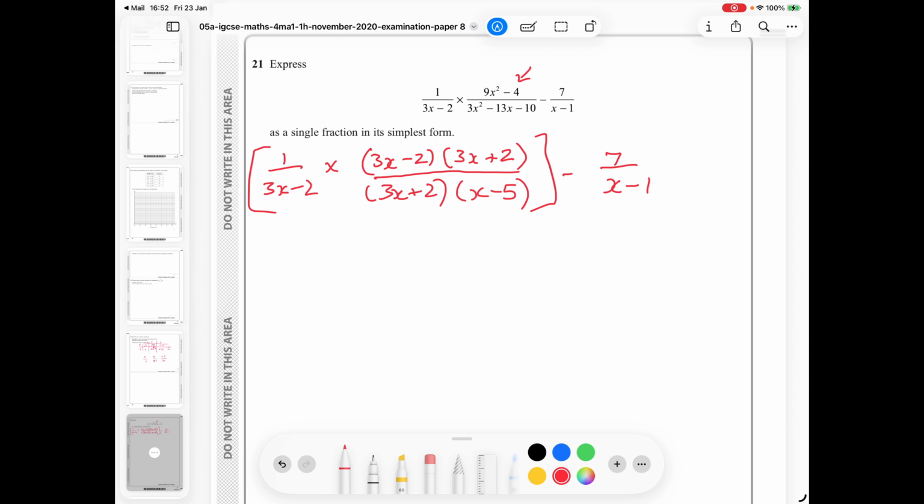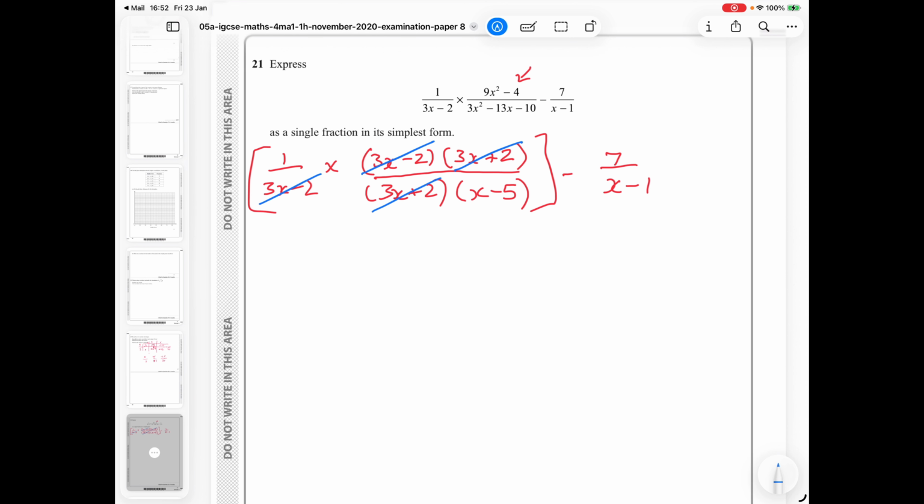So let's see what we can get rid of now. Let's do it in another colour. Let's get rid of that. Now if we're timesing this, that would be on the bottom and that would be on the top, so we can get rid of those. And so what we end up with is 1 over x minus 5 minus 7 over x minus 1. And we know that in order to make this work, we're going to have to put x minus 5 and x minus 1 together on the bottom.